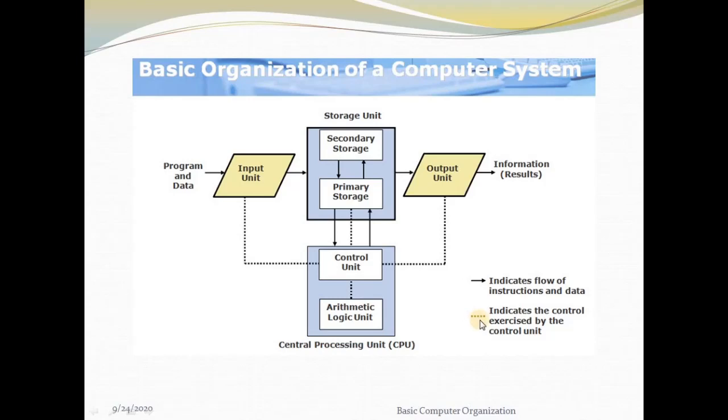And then we have one more, the dotted arrow mark, which indicates the control exercised by the control unit. So this dotted arrow indicates how the control unit is managing, or providing guidance, or managing the communication of input unit to output units, and input unit to storage units, and storage units to the arithmetic and logic unit. So it basically tells how this communication will take place from one device to another device. That will be indicated by the dotted lines.